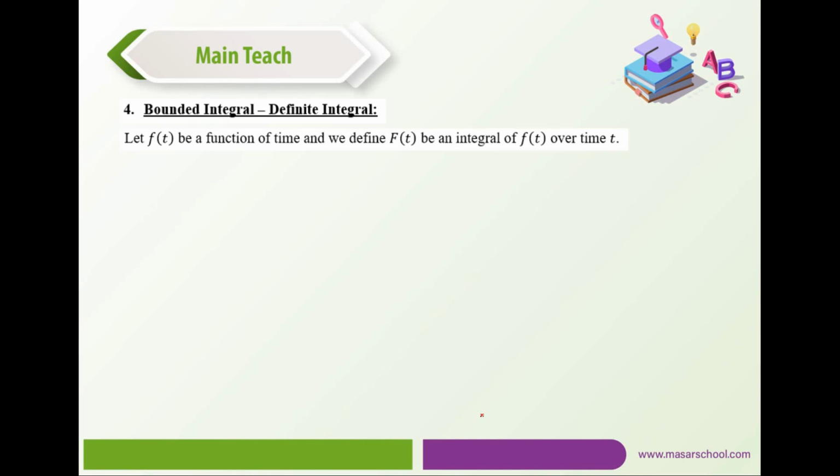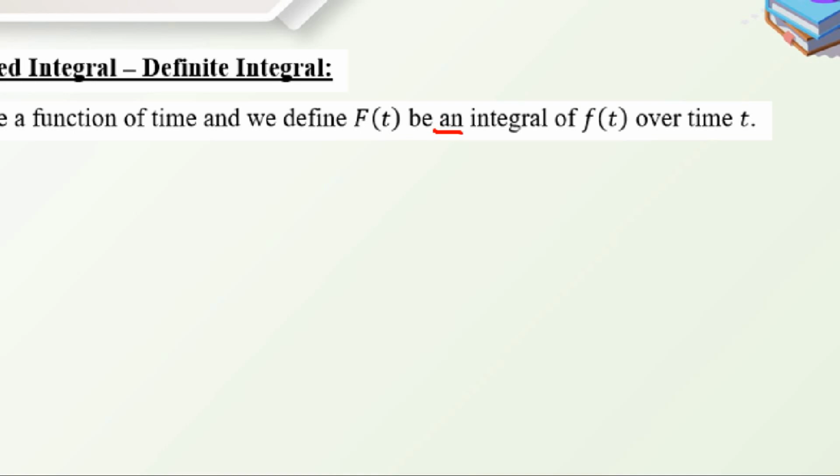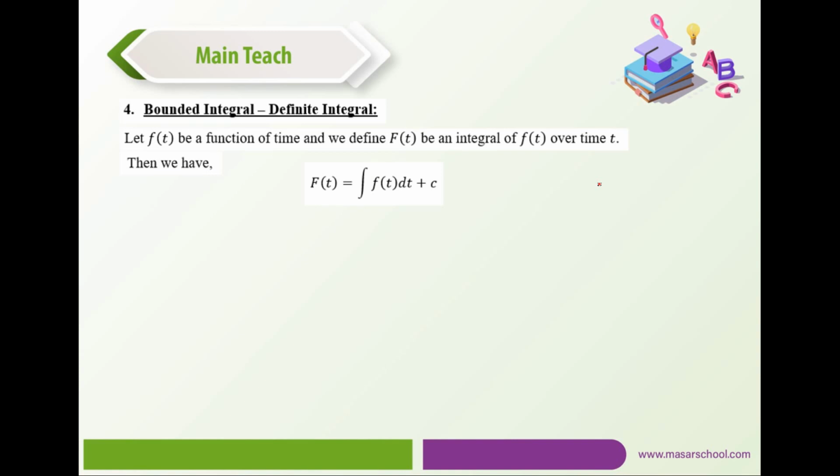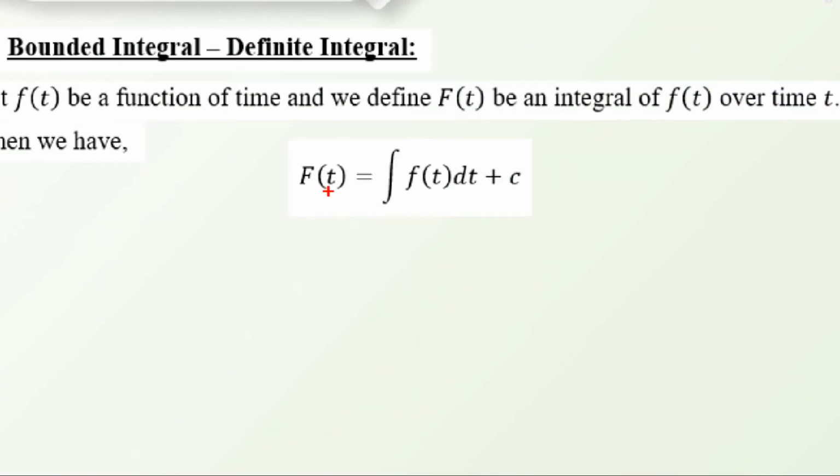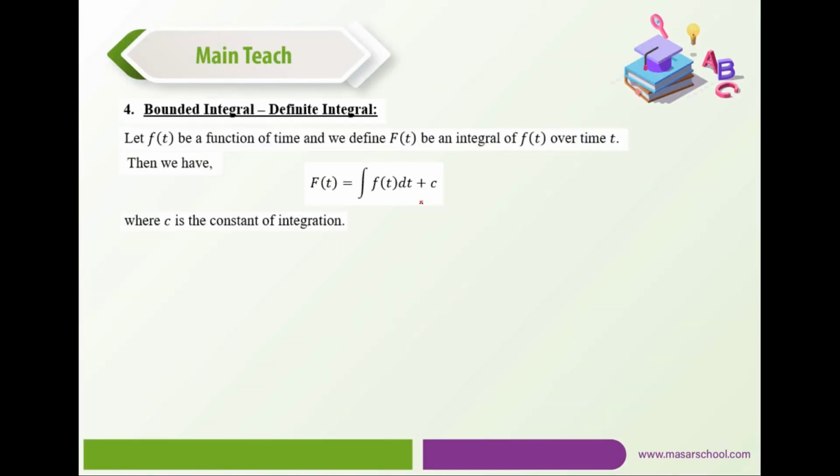Let f be a function of time, and we define the capital F to be an integral of f over time. And in this case we can say that capital F is the integral of f of t dt plus c. Here, as I've mentioned, c can be represented either at an intermediate stage or at the final answer, where c is the constant of integration.